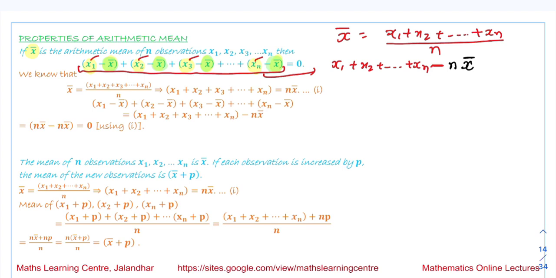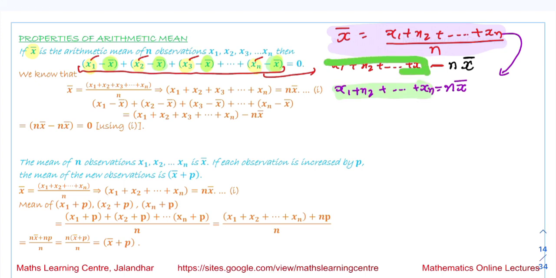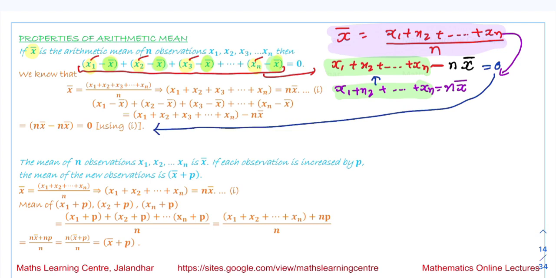Now from this equation, the value of x1 plus x2 so on up to plus xn is equal to n times x bar. So if we substitute this value over here, we get that the final answer is 0, and this is what we have to prove.